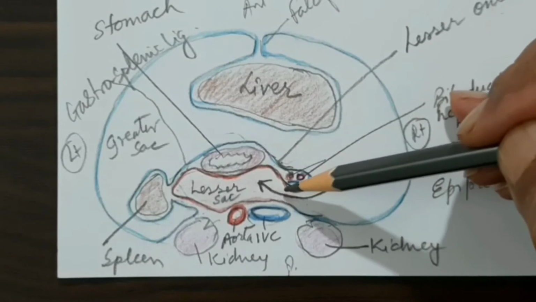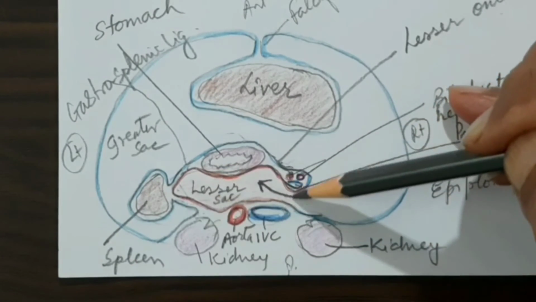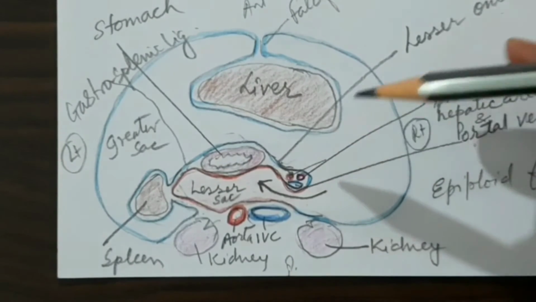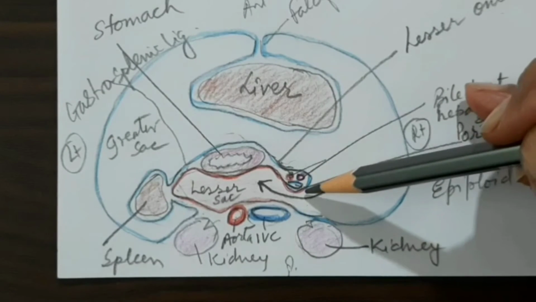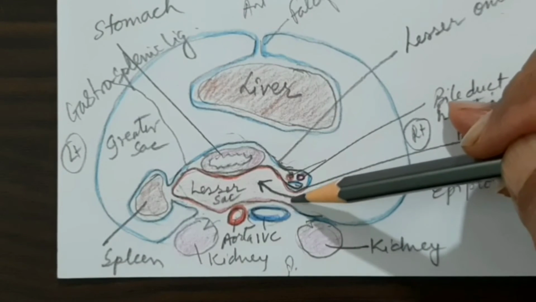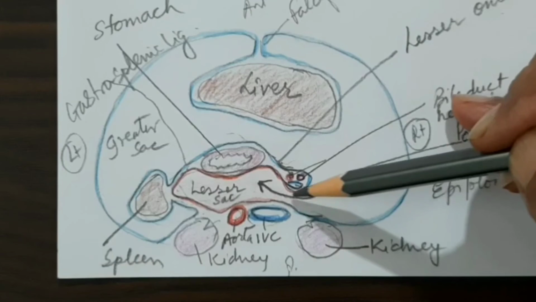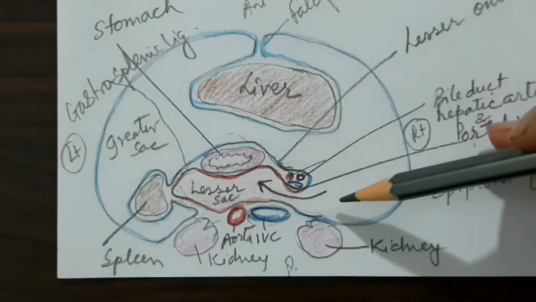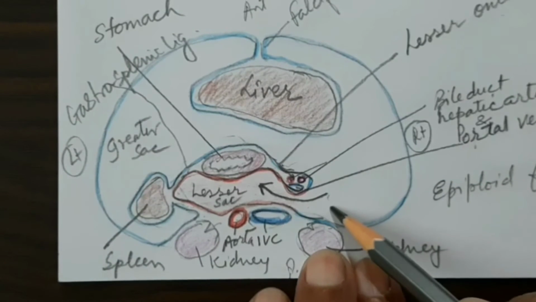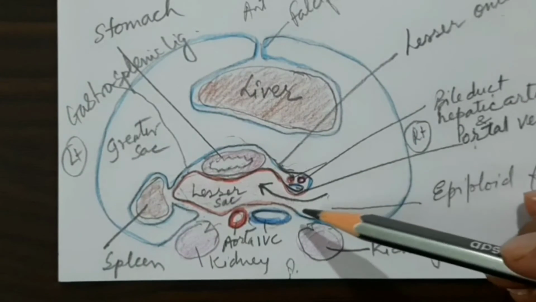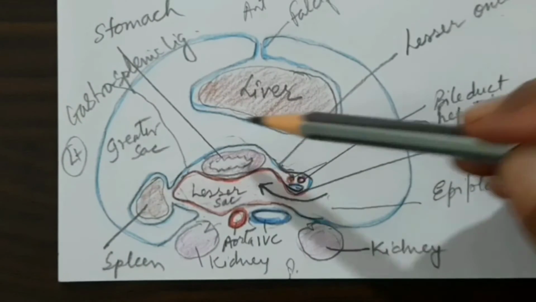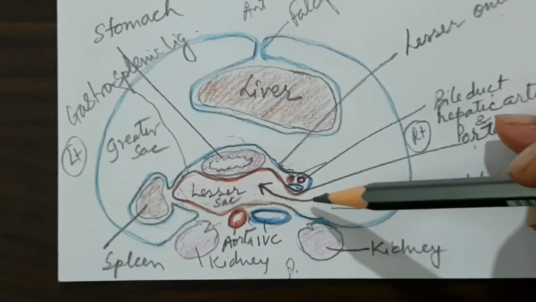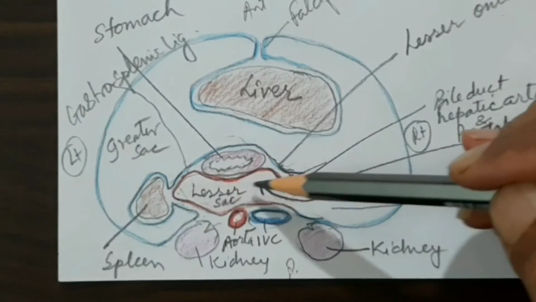So if you notice here in the red shadow, what I have shown from this free margin of the lesser omentum in front of the inferior vena cava, this will form an opening to the lesser sac, which is called the epiploic foramen. So this is the epiploic foramen, and this whole thing is the greater sac, which continues with the lesser sac.